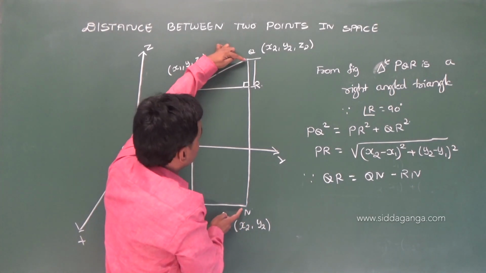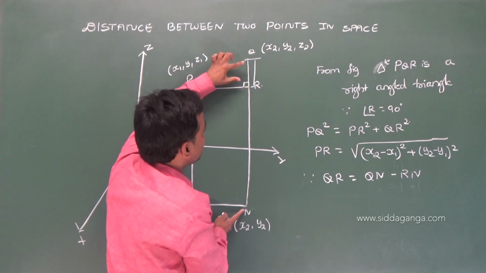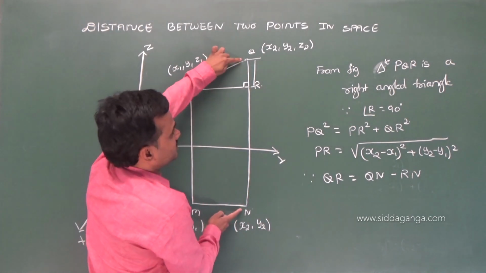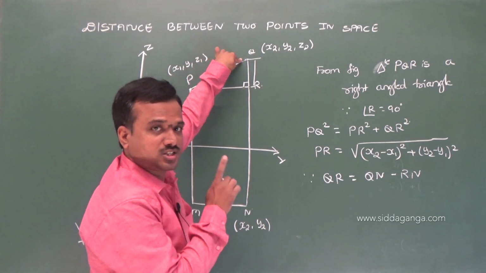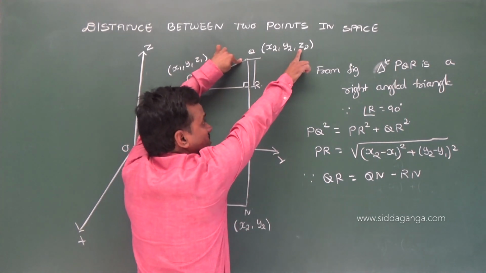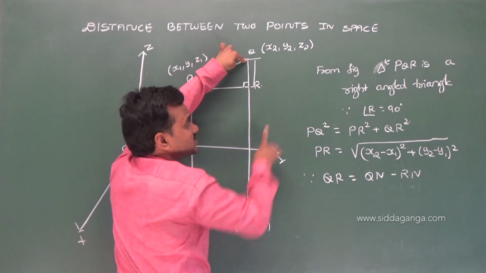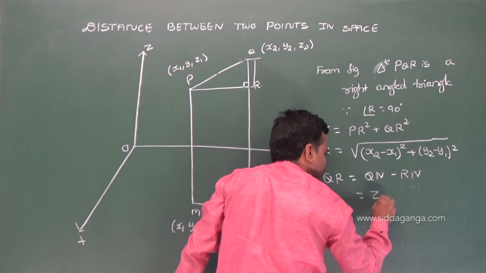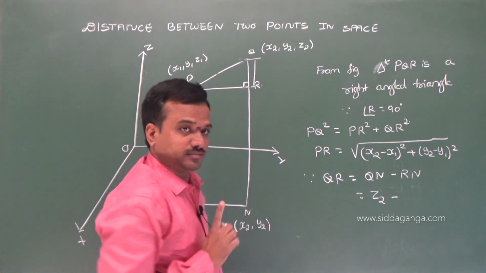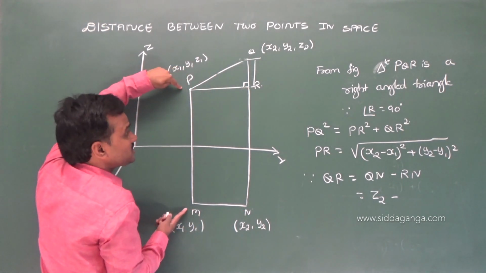So for that, QN minus RN, QN minus RN is nothing but QR. QN, as you know from the last class discussion, is the coordinate of the Z axis, that is nothing but Z2. Minus, observe carefully, RN. RN is same as PN.